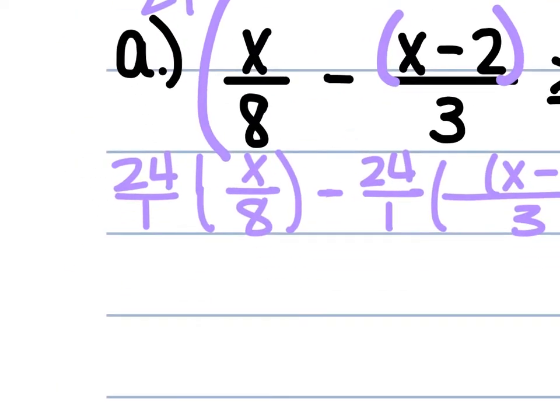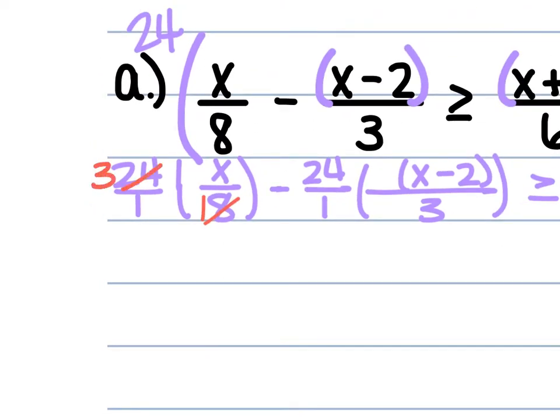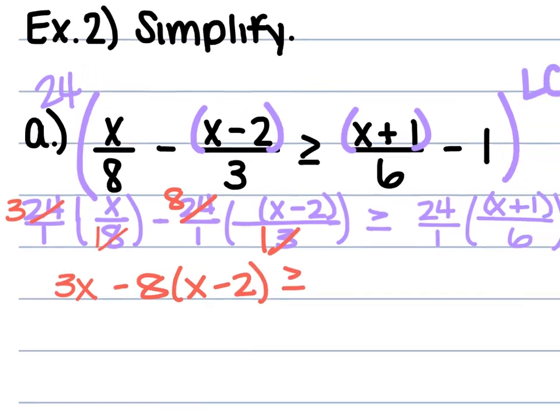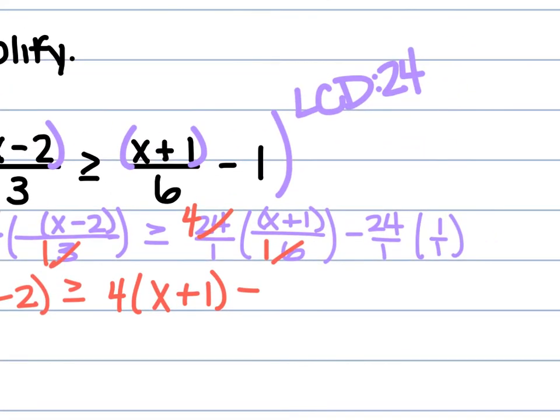All right, so the 24 and the 8 will turn into a 1, making the 24 3. So 3 times x is 3x. The 3 is going to turn into a 1, the 24 will turn into an 8, so negative 8 times x minus 2. Put your sign down. We have a 6 and a 24, so the 6 will turn into a 1, the 24 will turn into a 4. So that's going to be 4 times x plus 1. And then we have a negative 24 times 1, which is negative 24.